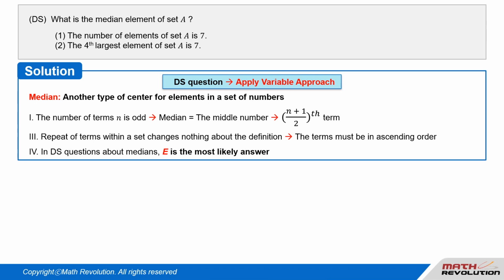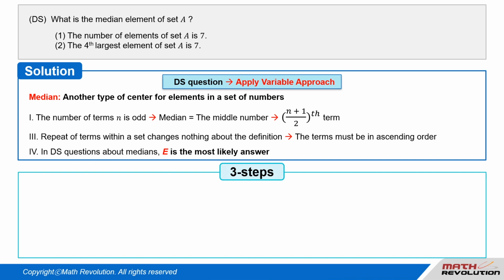When n terms are in the set and n is even, the median becomes the average of the n/2 term and the (n/2 + 1) term. 3. You can have terms repeat within a set and it changes nothing about the above definitions of the median. The key is the terms must be in ascending order. 4. As stated previously, for DS questions about medians, E is the most likely answer.